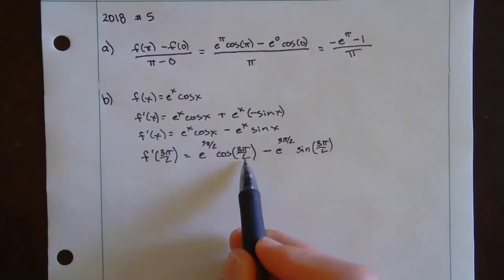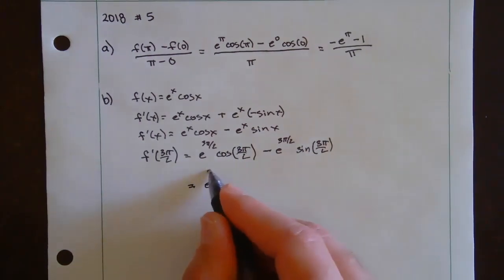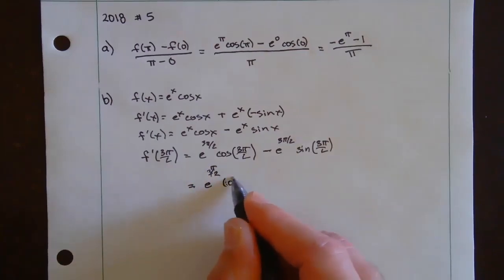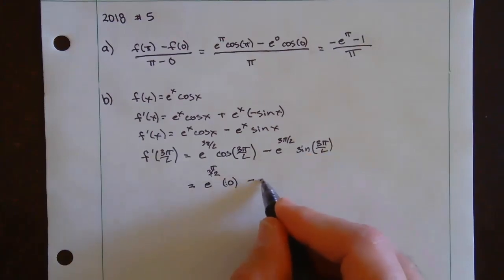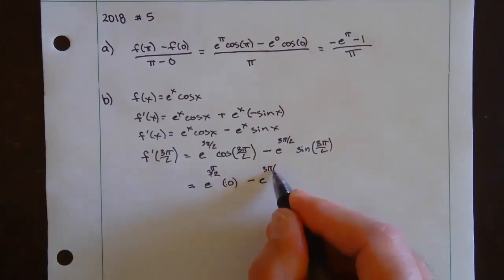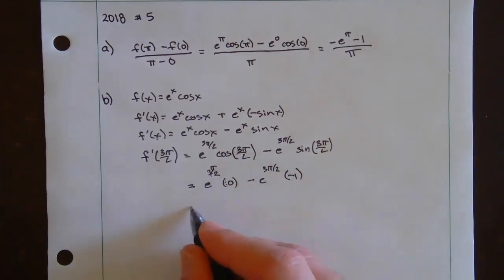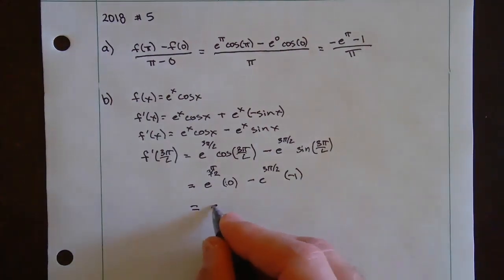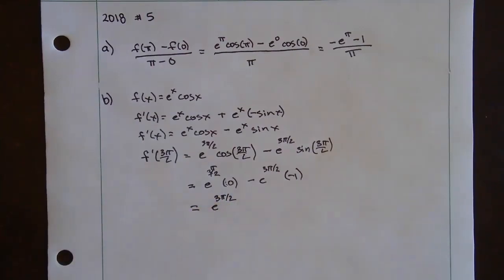Now cosine of 3 pi over 2 would be 0. Okay, so this would be equal to e to the 3 pi over 2 times 0. Sine of 3 pi over 2 is negative 1, so minus e to the 3 pi over 2 times negative 1. Okay, so this is going to be 0. So this would equal, okay, e to the 3 pi over 2. And that would be your answer, okay? All right, that's it for part B. Let's go to part C.